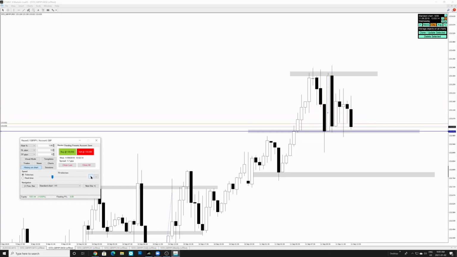All right. Oh, we're coming close. We're coming close to support. Keep an eye on the time here, guys. We got 7 minutes left for this candle to close. We got to wait for this candle to close.